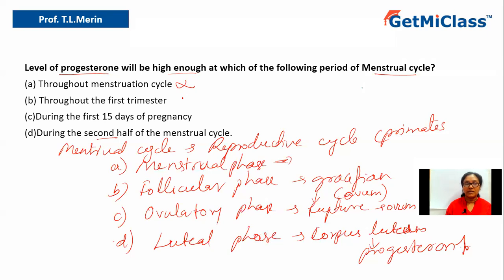Hence, at that particular time, during the last few days of release of the ovum, the progesterone will be very high, and not during the first trimester. It is not throughout the first trimester of the pregnancy. Hence, it is ruled out. Option C says during the first 15 days of pregnancy. So again, production of progesterone is there, but not at the high level, not at the peak. Hence, it is ruled out.